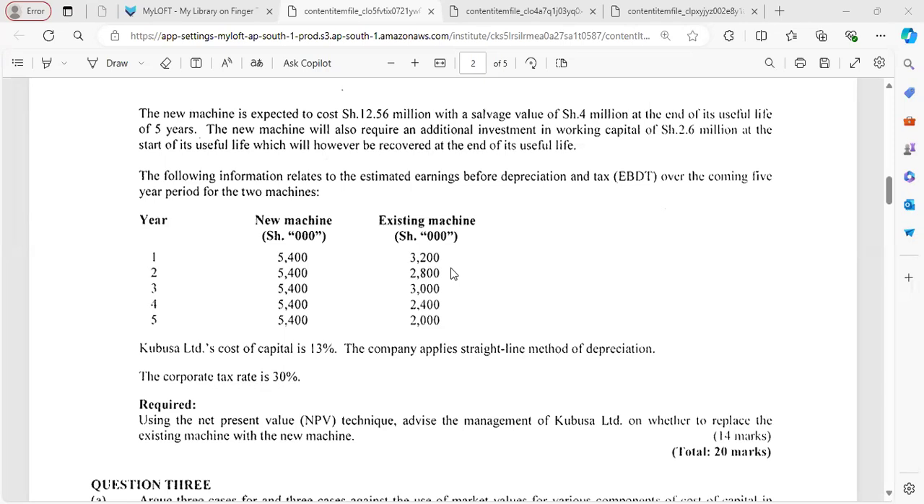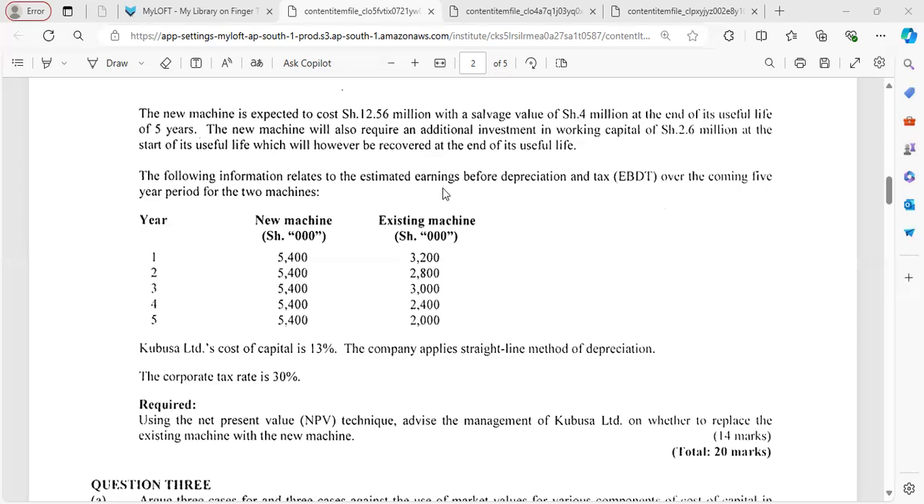When you bring in the new machine, it is going to increase the annual earnings before depreciation and taxes. The difference, which we are going to call the increase in the earnings before depreciation and tax, is the one you are going to use as a start point for the computation of the annual net cash flows. The difference between the two. We are now going to do those adjustments.